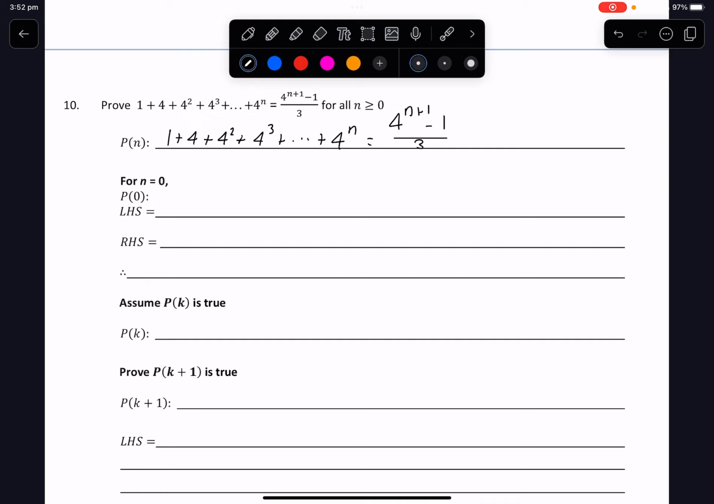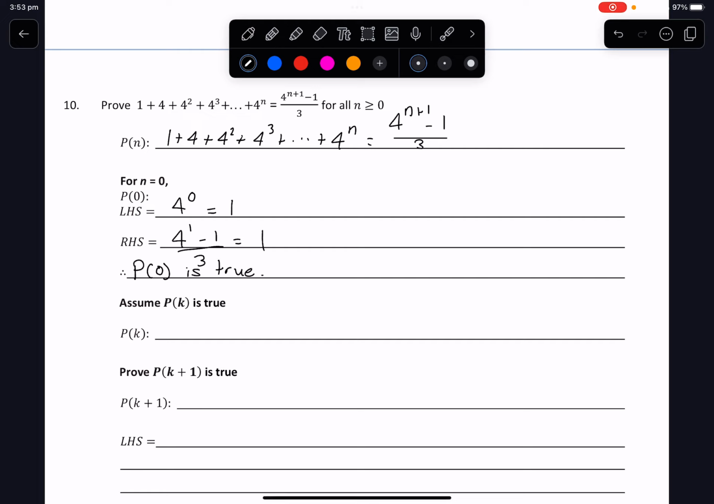So we're going to try and prove the base case using n equals 0, because for all n greater than or equal to 0, we can use the base case 0. So on the left hand side I've got 4 to the power of 0, which is just 1. And on the right hand side I've got 4 to the power of 1 minus 1 all over 3, which is equal to 1 as well. Therefore, P of 0 is true.